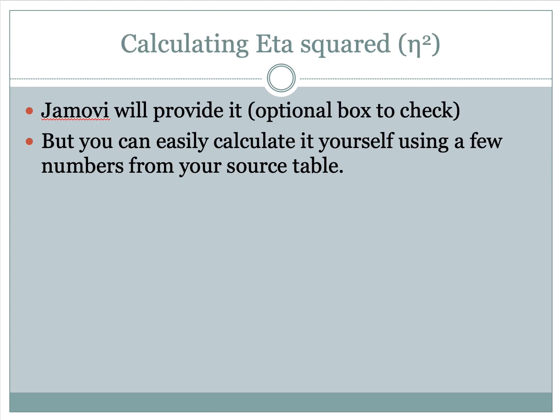Now, when it comes to calculating an eta squared score, if you're running your data in Jamovi, Jamovi will provide an eta squared score. You do have to tell Jamovi that you would like it to measure effect size. So there's a box we can go over if you need to have effect size for one of your variables. You just check a box, but it is optional. It doesn't automatically give you this, but it's easy. I'd also like you to know how to calculate an eta squared score yourself by using a few numbers from your data source table. So what numbers do you need from a data source table to be able to calculate an eta squared score?